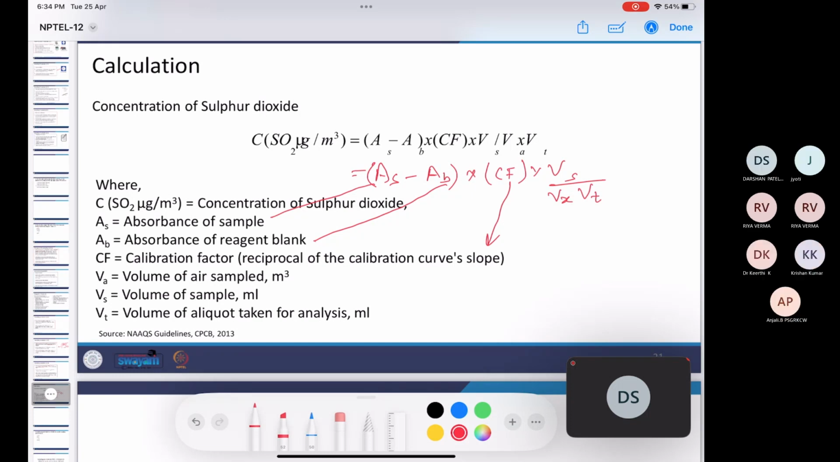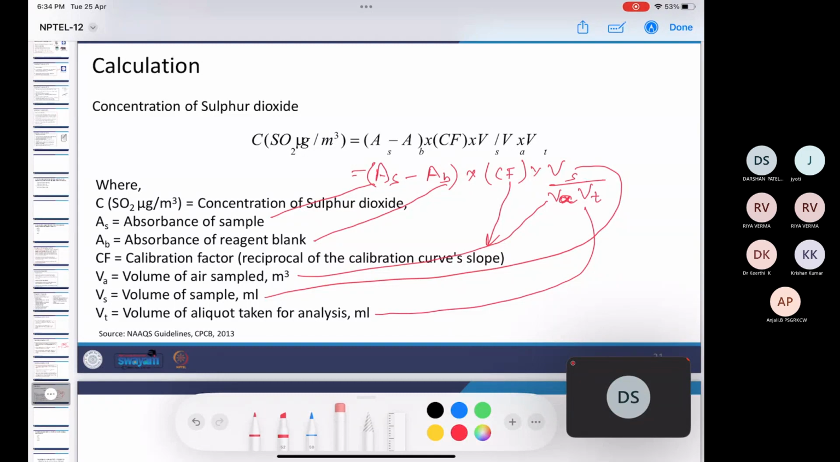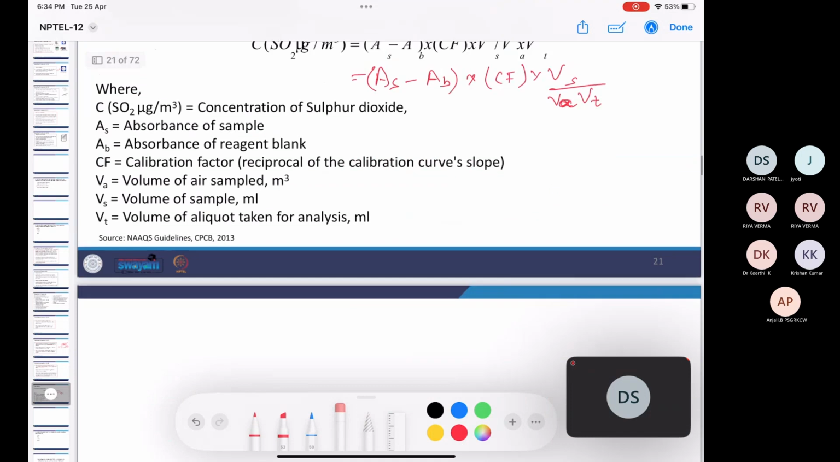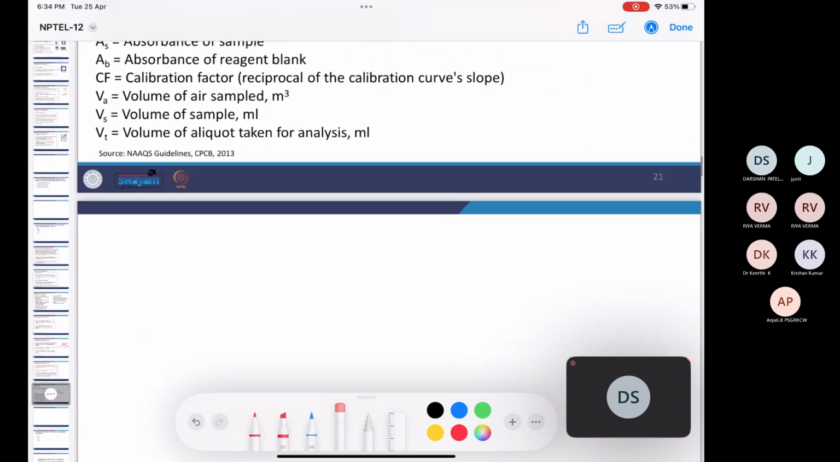Then we have this, which will be your VA. VA is the volume of air sampled, VS is the volume of sample, and VT is the volume of aliquot taken for the analysis. So this is how we can calculate the concentration of sulfur dioxide in the ambient air.